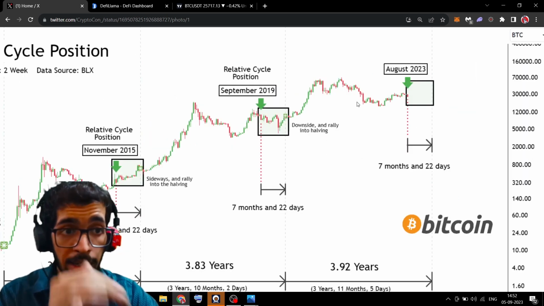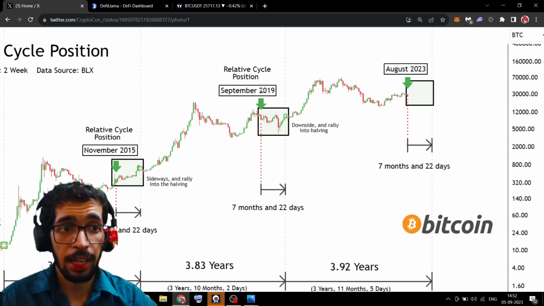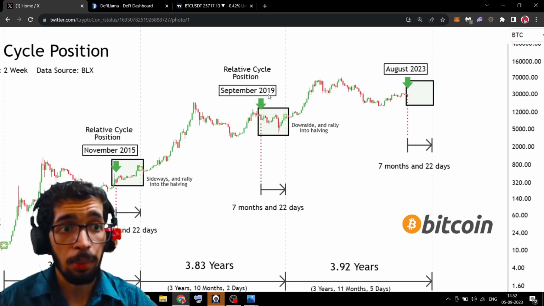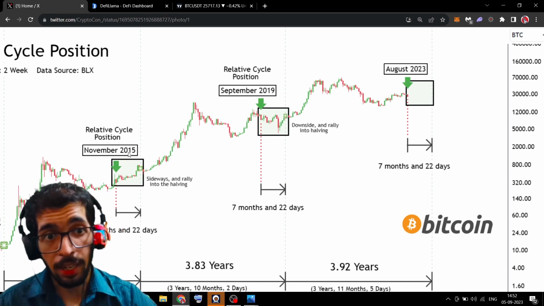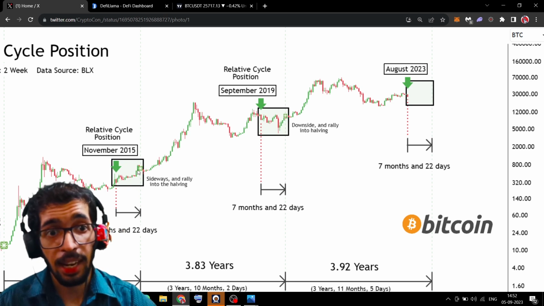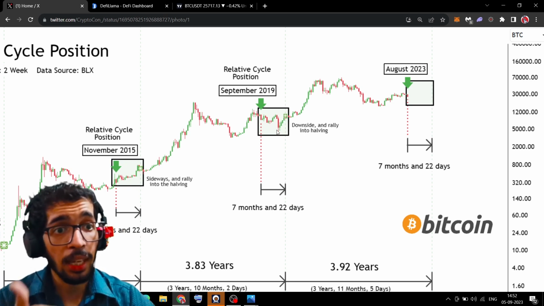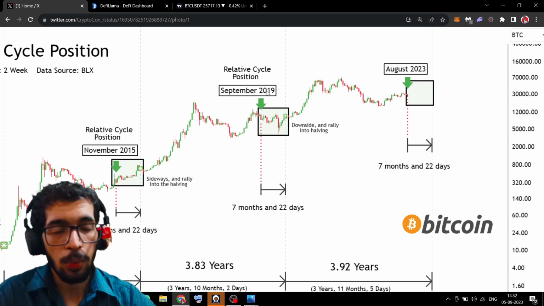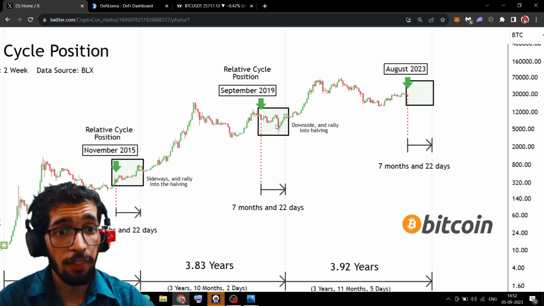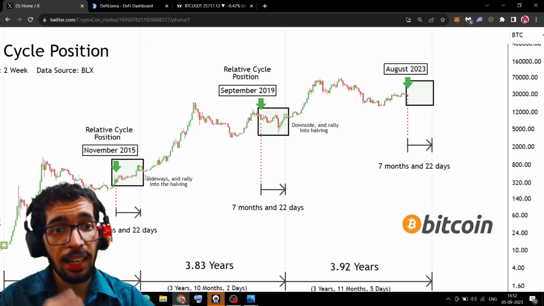So right now we see that in the previous cycle of Bitcoin, in September 2019, it was just consolidating here. And even in the previous cycle of 2015, it had a sideways move of around 7 months and 22 days. In both 2015 and 2019 we see it was having a downside and sideways. After that, it had no more sideways and kept on an upward trend.